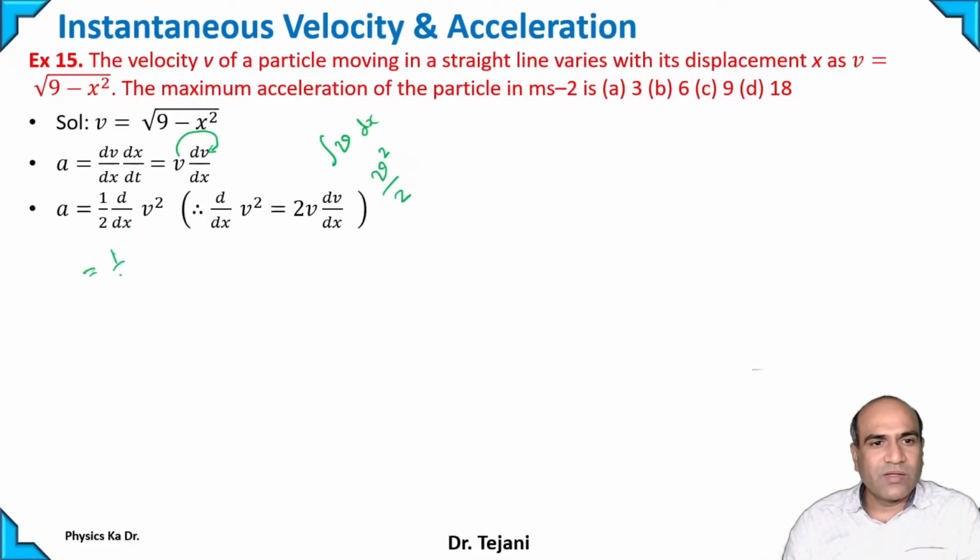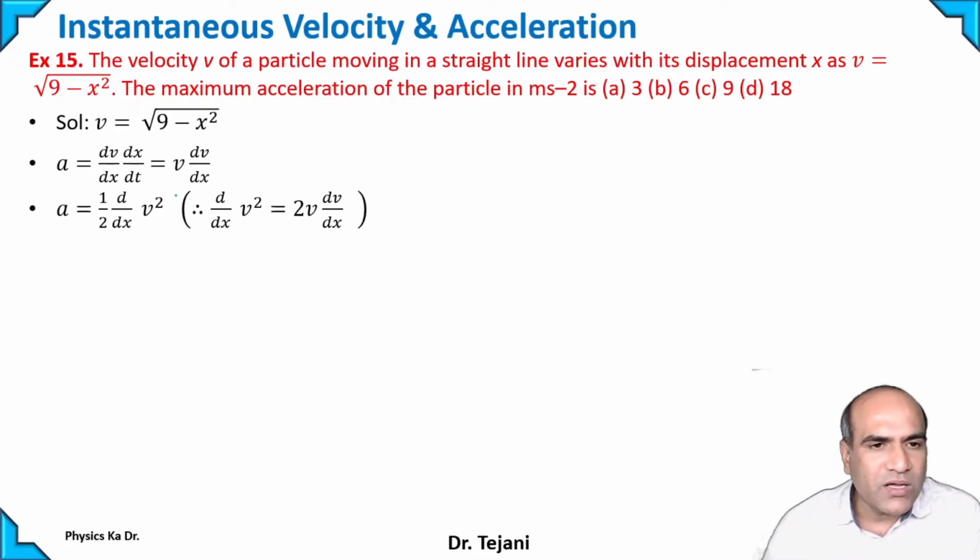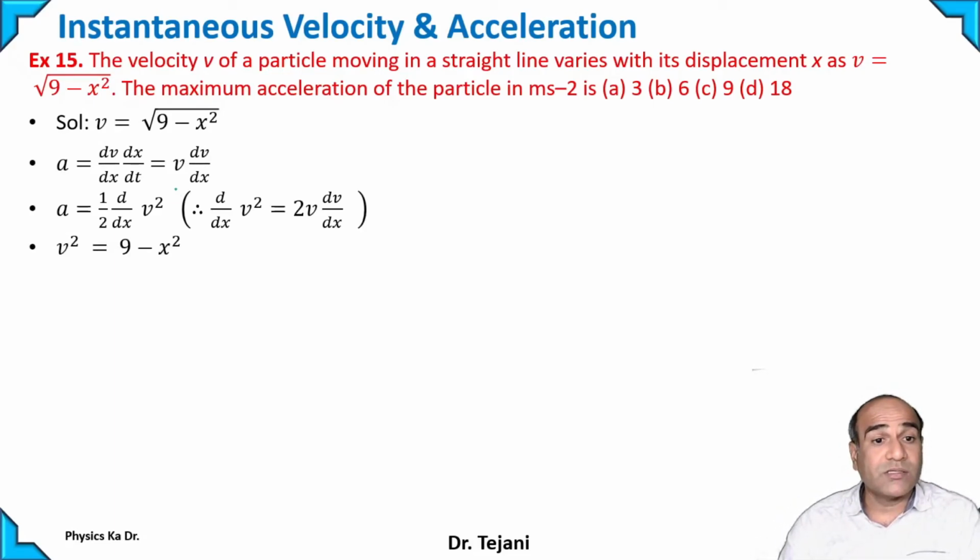Half multiplied by 2v squared dv by dx. So its reverse is correct. If the reverse is wrong, then only there is an issue. Do we have a value for v squared? Yes. v squared is equal to 9 minus x. Put this value here. a is equal to 1 by 2, differentiation. So 9 becomes 0, minus 2x.